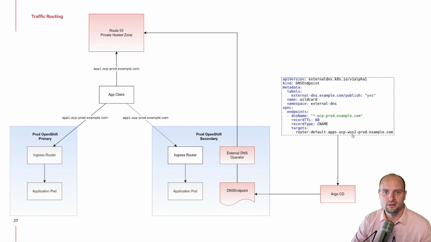After we push the change to the Git repo, Argo CD will pick it up and sync it with the secondary cluster. From there, the external DNS operator will notice the change and will update and propagate the change to Route 53. After several minutes, when the DNS cache expires, the hostname of our application will resolve to the IP address in the secondary region, and the application client will then start sending the traffic to the secondary region.